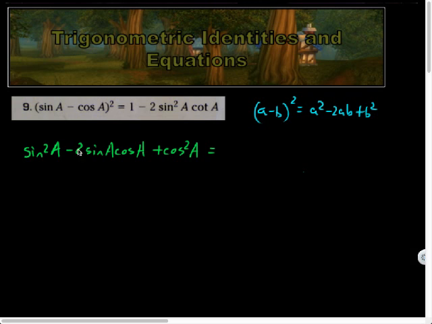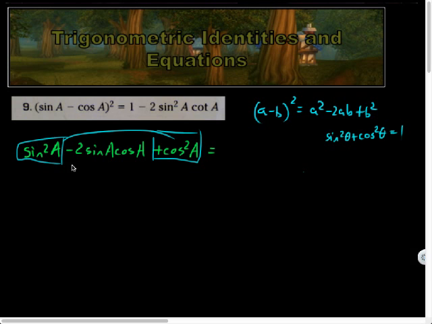Does anyone see anything helpful on this side? Oh yeah, I see some squareds. Those guys are buddies. I've got a Pythagorean identity showing up there. Remember, sine squared theta plus cos squared theta is equal to 1. So I could switch that out for 1, and I'd have 1 minus 2 sine A cos A. I think that's as far as I'll take that for now.